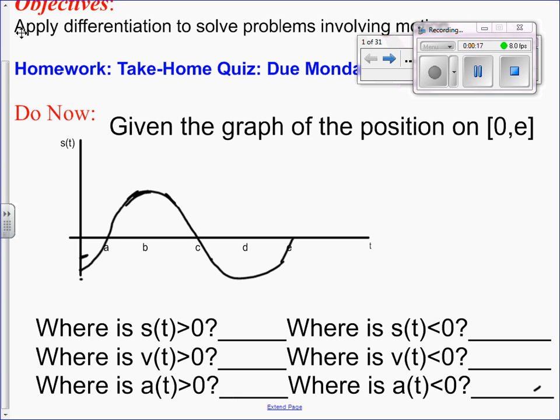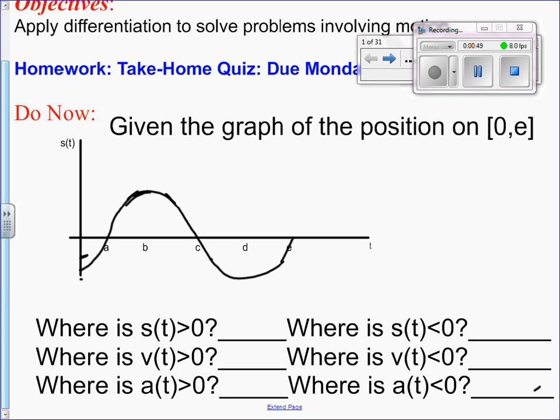So we were just saying for the do now, you're given a graph of the position. The first part, you have to determine where the position's positive, above the x-axis, and where it's negative. But the second part, where is the velocity positive? Velocity is the derivative of position. So you have to look at the slope of the position graph, where it's positive and where the velocity is negative. The first derivative is just the slope.